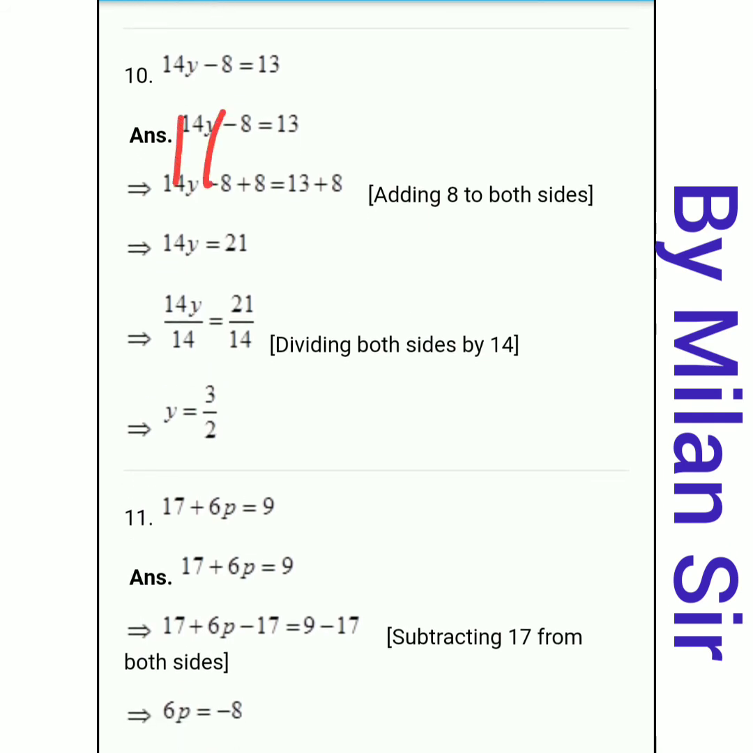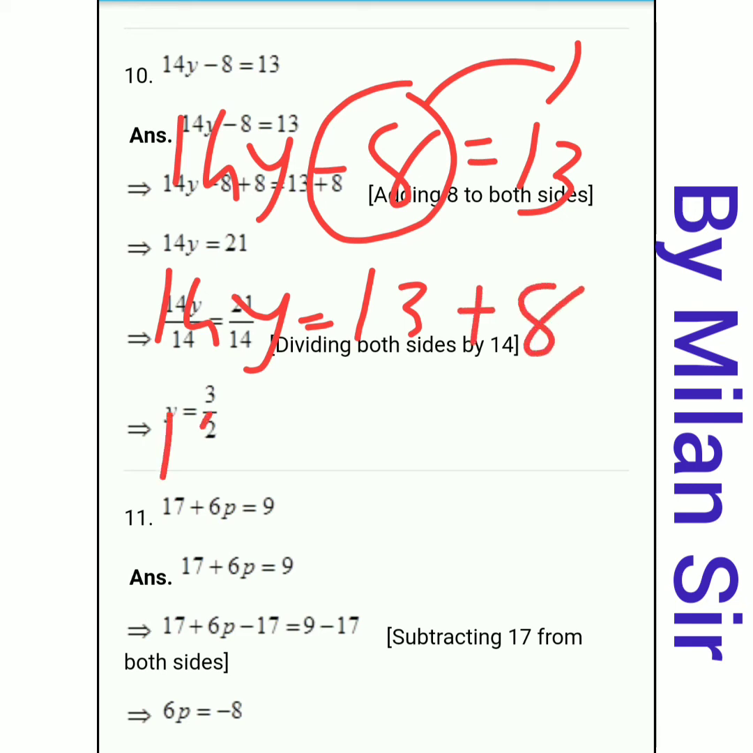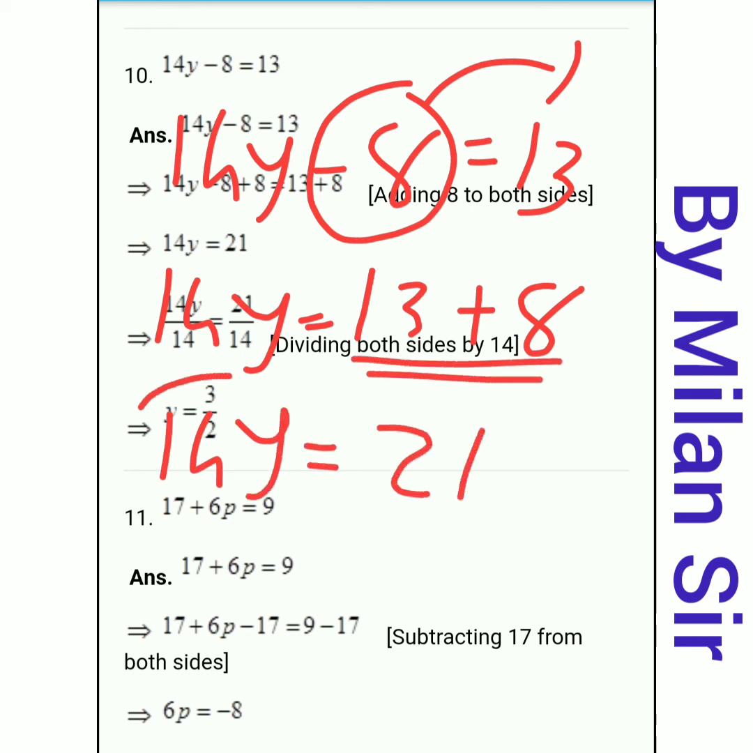14y minus 8 is equals to 13. So first of all, we need to transfer this numerical term to the right hand side. So 14y is equals to 13, and if we transfer this minus 8 to the right hand side, it becomes plus 8, right? So here 14y is equals to 13 plus 8, 21. Now we can transfer this 14 to the right hand side. Right now it is in multiplication with y. Okay, so if we transfer 14 to the right hand side, it goes to the division.